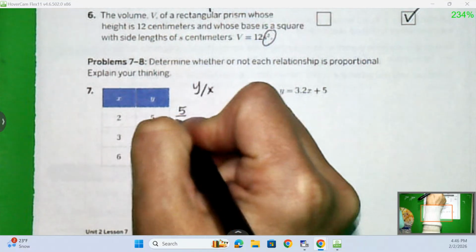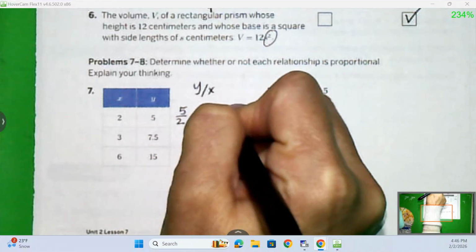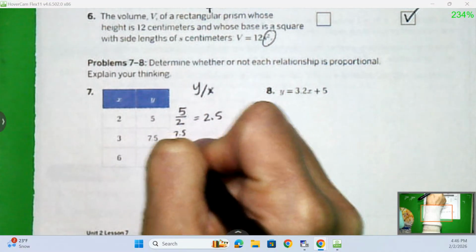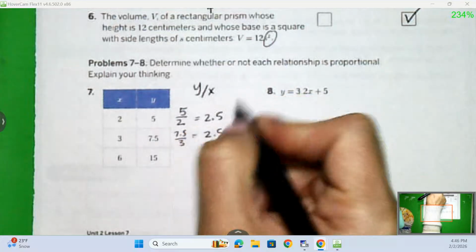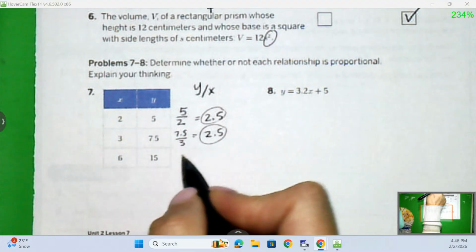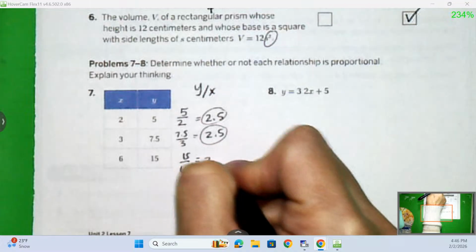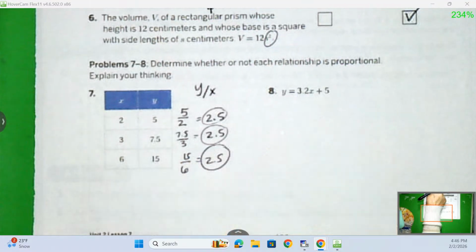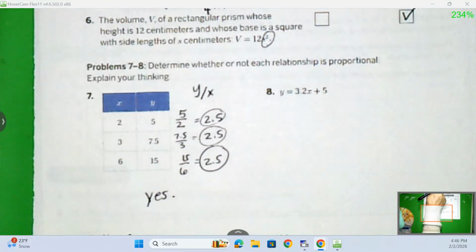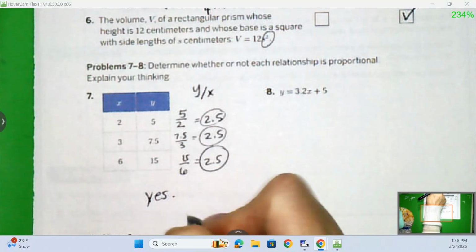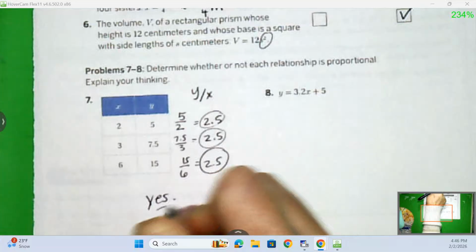So here I have 5 divided by 2. That works out to be 2.5. And if I do 7.5 divided by 3, y divided by x here, I'm getting 2.5. So far, they seem to have the same unit rate, but we're going to try the next one. 15 divided by 6. That is also 2.5. So yes, this is proportional. And to explain that, we could say y is equal to 2.5x.